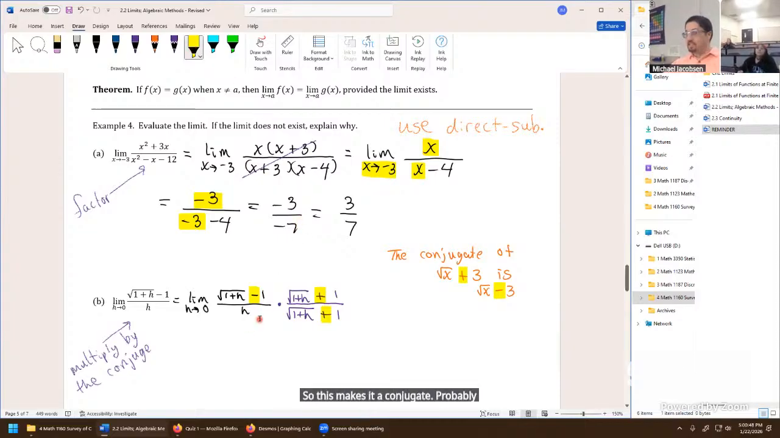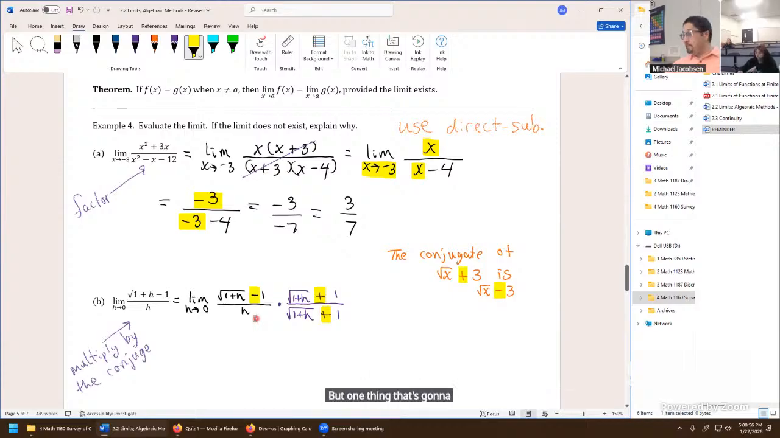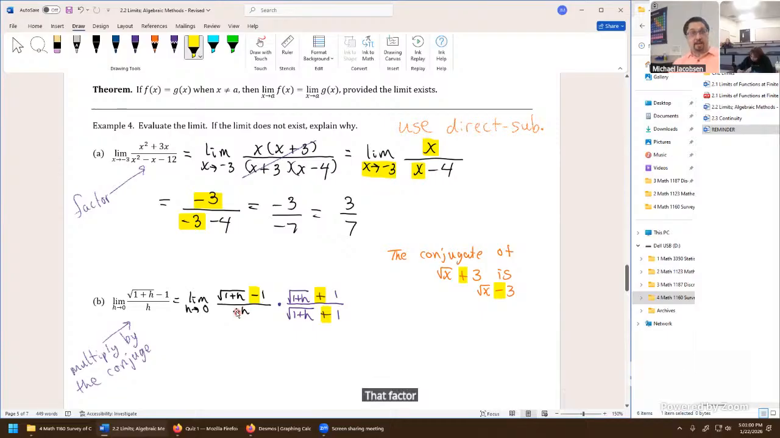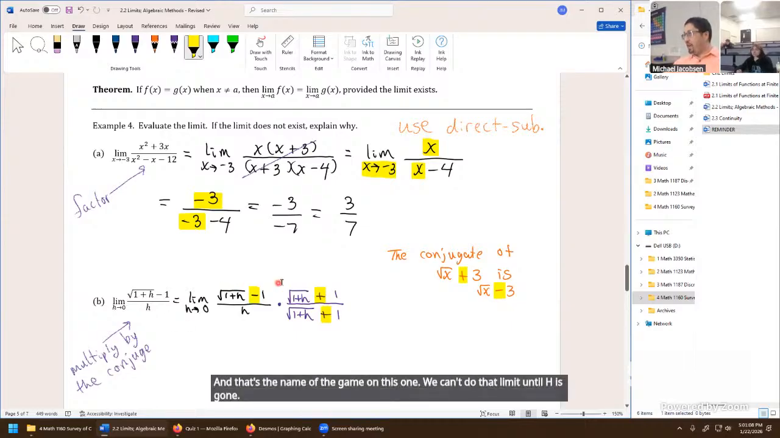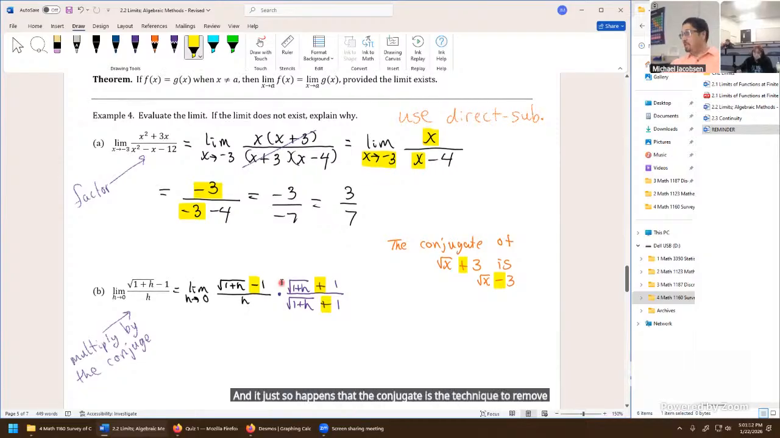Probably the question you have is, why should we multiply by the conjugate? It's kind of random how this fixes the problem. But one thing that's going to happen, which might feel like a mathematical miracle, is that factor h will cancel out eventually if we multiply by the conjugate. And that's the name of the game on this one. We can't do that limit until h is gone. And it just so happens that the conjugate is the technique to remove h in the denominator.